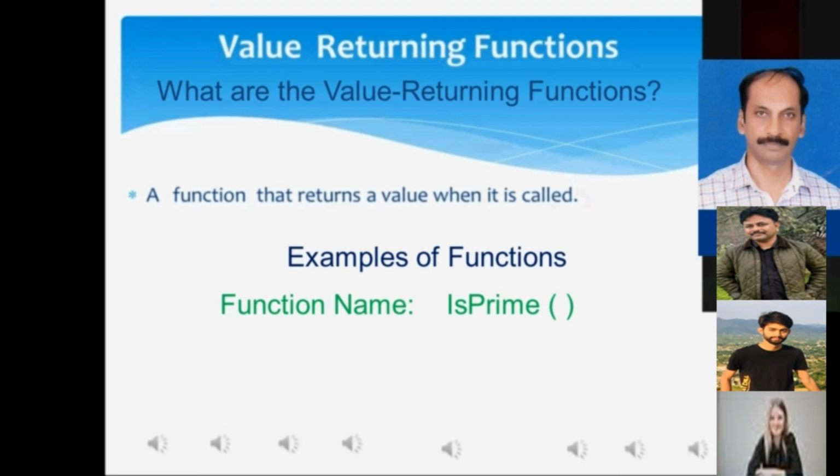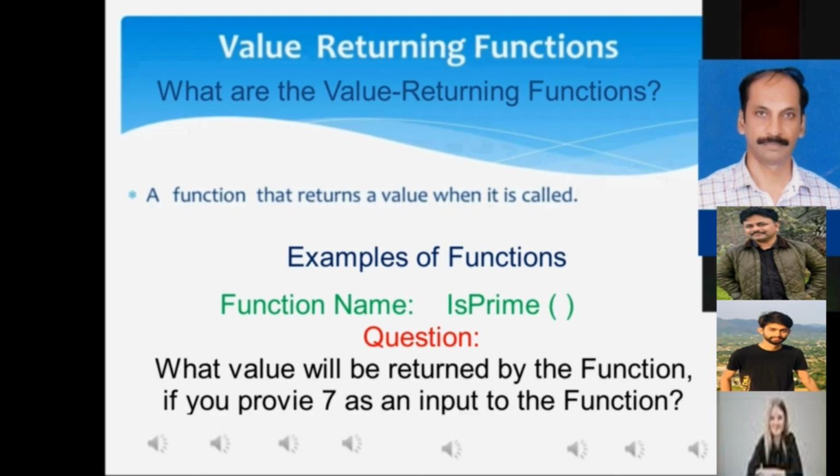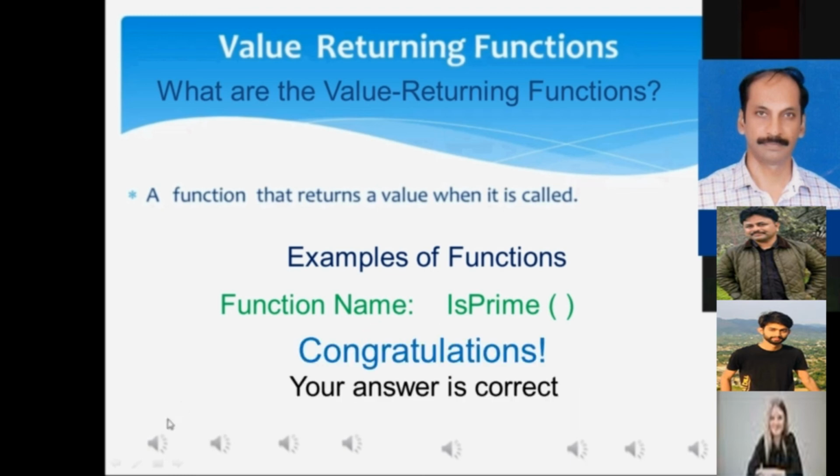And the question to you, Mr. Talha, is: if you call this function named isPrime and provide an input number as an argument, and the argument is 7, what must be the value returned by the function named isPrime? Tell me. Sir, it will return prime. Congratulations. Your answer is correct, my dear.